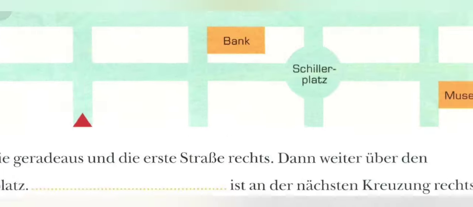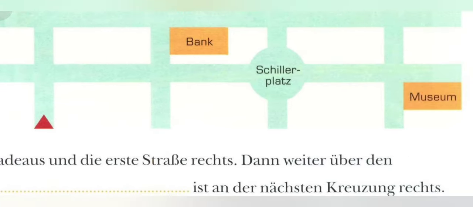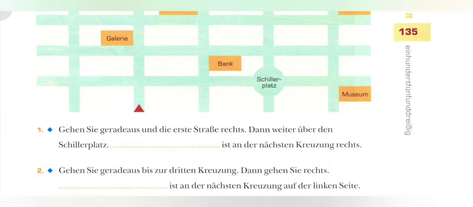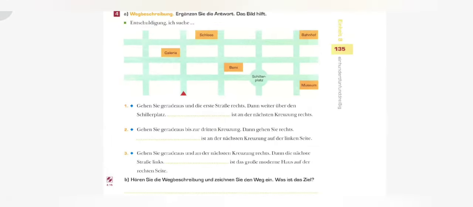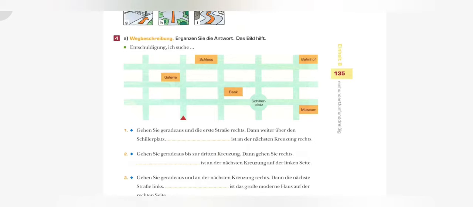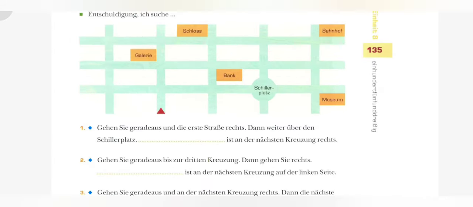Like from the red arrow, you can make the mark like that. Schillerplatz comes in between and then you come to the museum. According to Schillerplatz, we'll be going. So the museum is done and then gehen Sie geradeaus bis zur dritten Kreuzung. The third crossing, dann gehen Sie rechts. Thus, das Schloss ist an der nächsten Kreuzung auf der linken Seite. In this, we have to go right. Above, straight and then right. And then right, then we are at the Schloss.